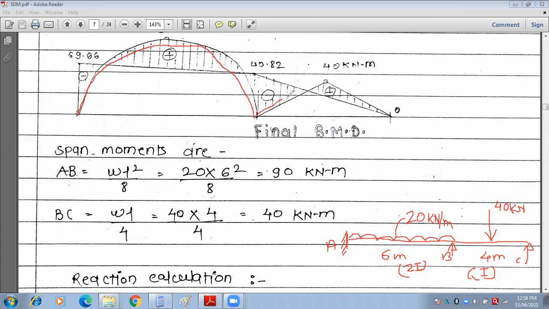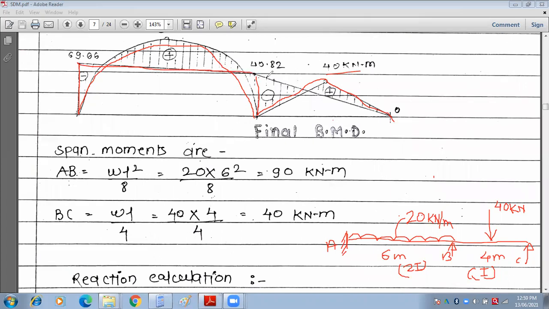Here the triangular portion we have to draw because it carries a point load. 40 kilonewton meter is the moment over here. Here this 90 kilonewton meter moment is there, and these values are fixed end moments. We have to plot over this, and we have to join by a straight line.